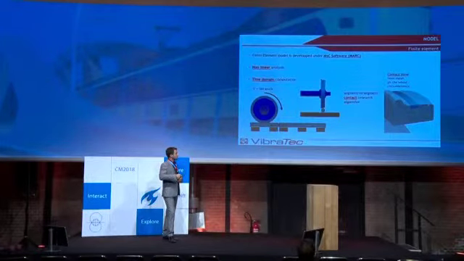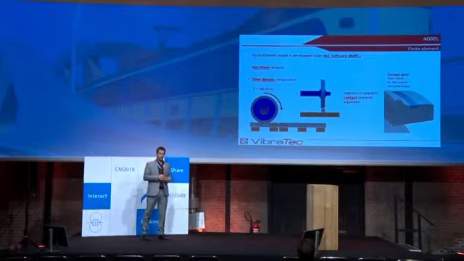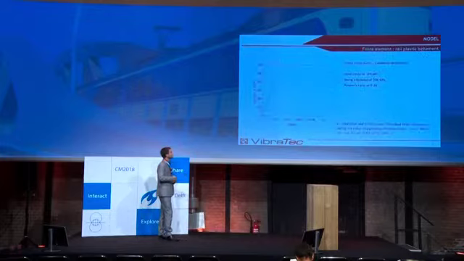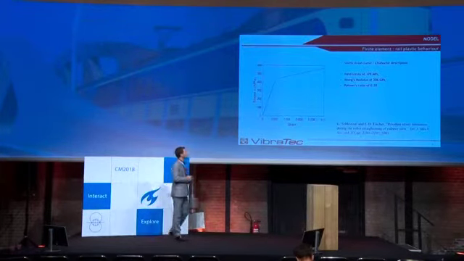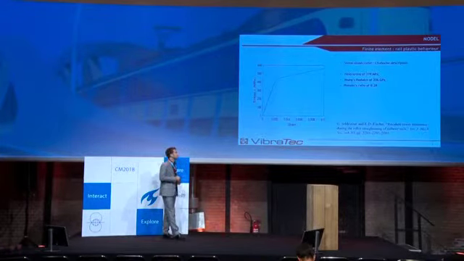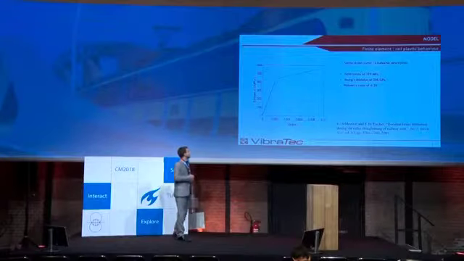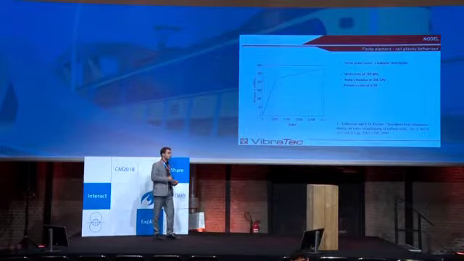Regarding the contact zone, what we do is we use a finer mesh on the circumference of the wheel, and we also use a finer mesh at the rail joint. For the plasticity, we have included plasticity using a Chaboche description. So we based our model on previous research by Fischer and Schleinzer. This model is included in the MARC model in 3D.